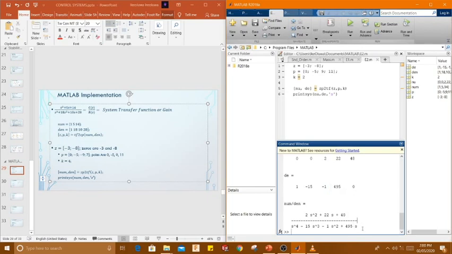So the characteristic equation is this denominator. Do you understand? So for this particular expression, this is the characteristic equation, the point that I just highlighted as denominator. I hope that's clear. So let's go one step further.